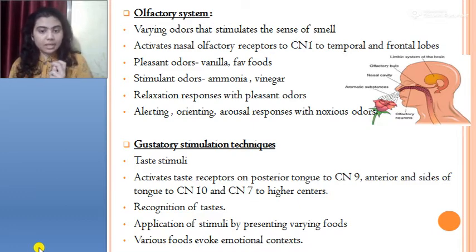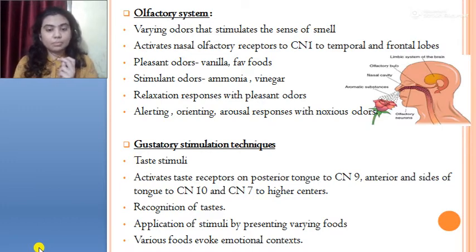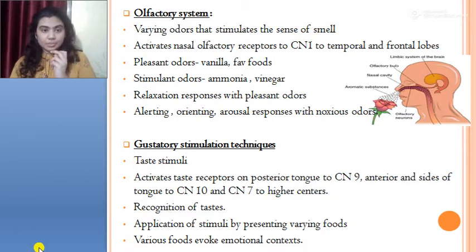Stimuli are applied by presenting varying foods. Various foods also evoke emotional context. Here, gustatory stimulation produces emotional context because of its connection with the limbic system, right?